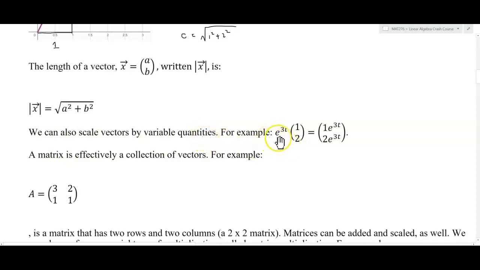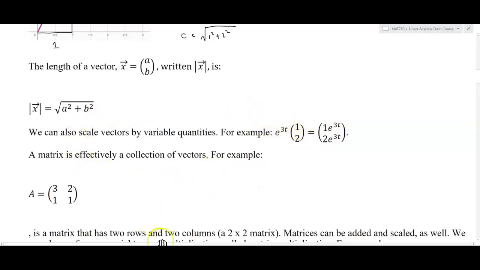So we said we can scale vectors, but it doesn't have to be by a constant. The scalar could be a function. If by scalar we just mean it's a number, then e to the 3t, even though it's a variable, is still just a number. So if we scale the 1, 2 vector by e to the 3t, we're going to scale both of its components by e to the 3t, just like when we multiplied the vector by 3.